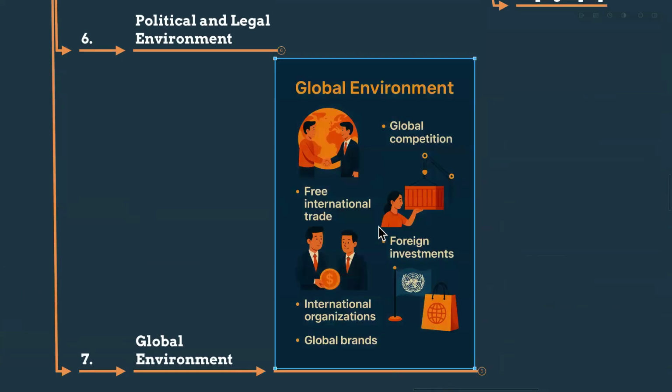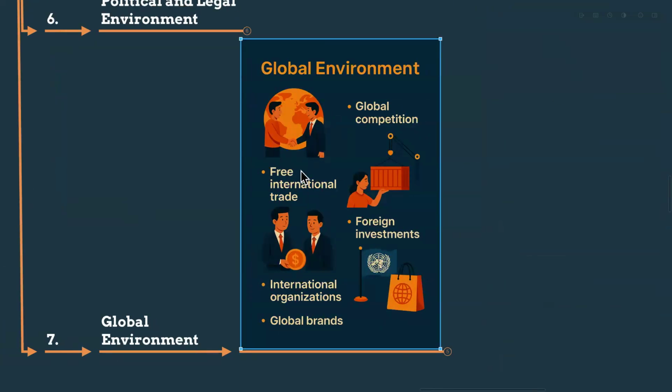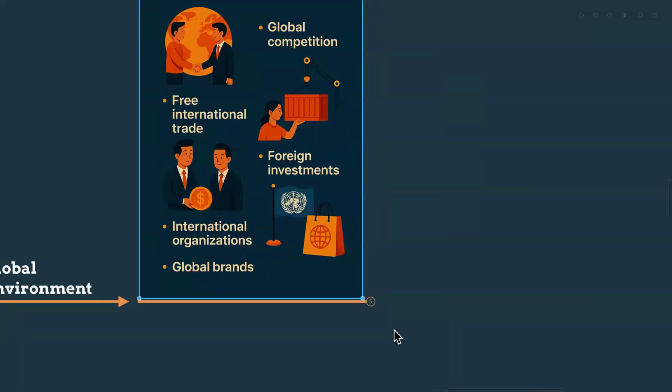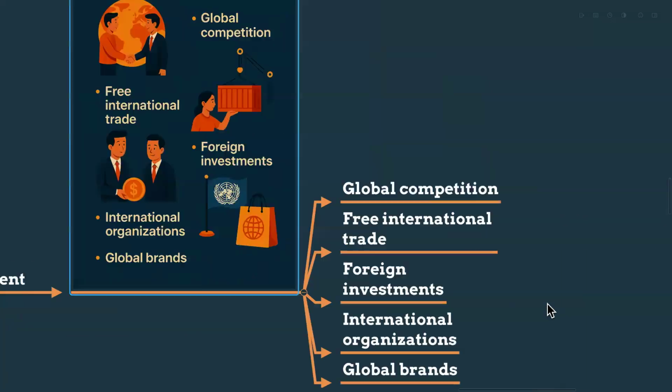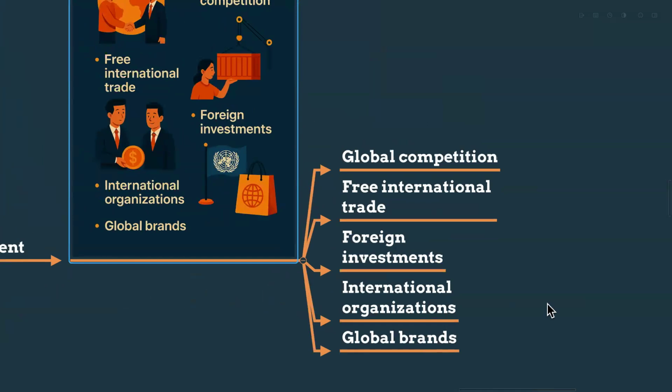So global environments, it's talking about global competition, free international trade, foreign investments, the international organization, the global brands, right? What this means, the worldwide factors that will affect the local businesses. For example, Chinese products compete with our local manufacturers. See the town, all the kids' toys are from China. So Chinese products compete with the local manufacturers.